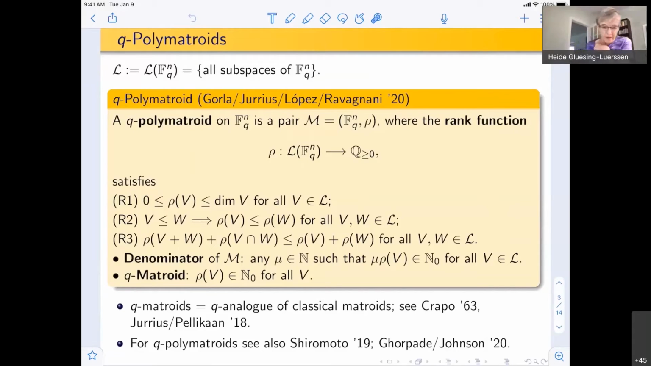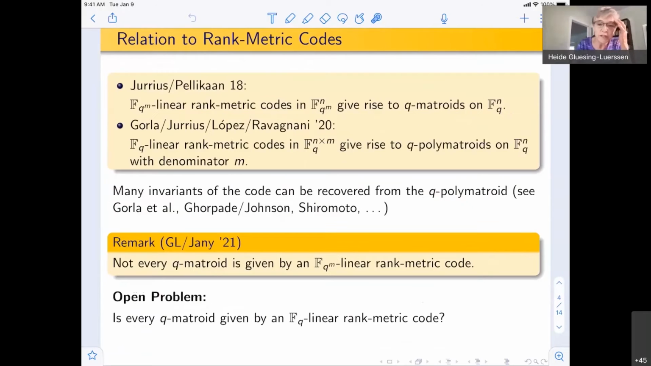So q-matroids have been around for a while actually, but I think the go-to paper when the topic took off is the one by Relinde and Pellikaan from 2018. And why the interest in q-polymatroids? Because these objects are induced by rank metric codes. I don't want to show how that works precisely because that's really not relevant for this talk. We don't need that, but it's good to know that's why the interest is there recently.